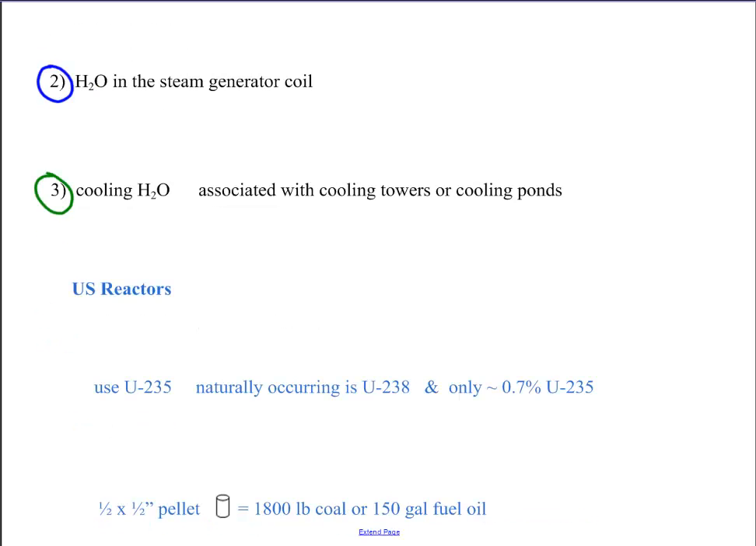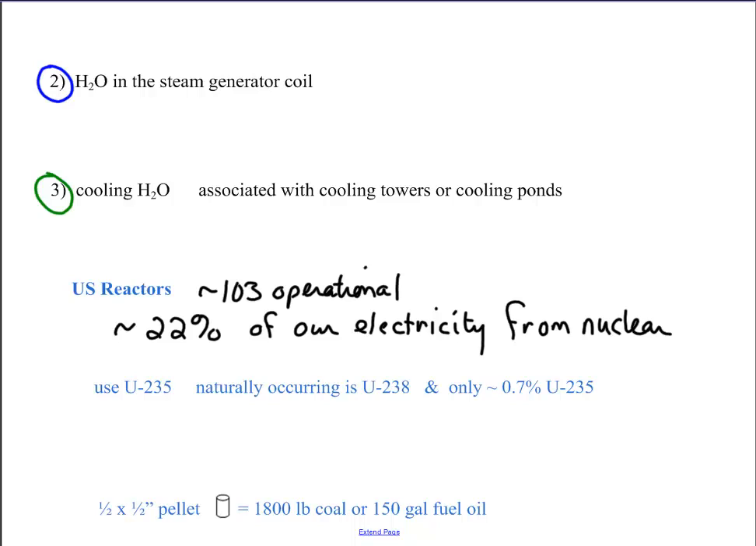In the United States, we have about 103 reactors operational. There are a number more than that that are not operational. That's what's working right now. About 22% of our electrical power comes from nuclear power plants. It is actually higher in other countries. The U.S. is one of the countries that uses a very small amount of nuclear power to generate electricity. Europe, it's significantly higher.